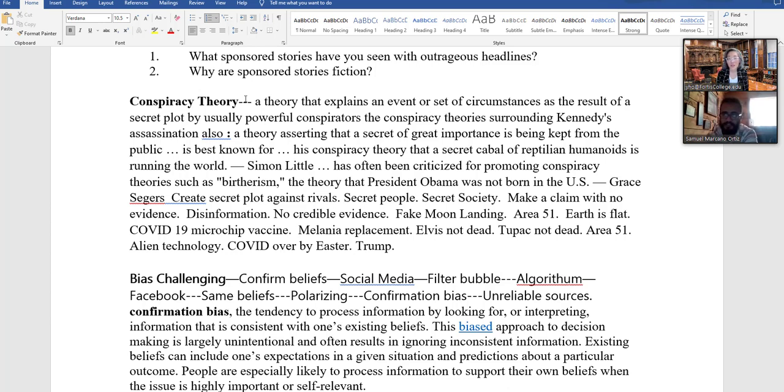Rumors, gossip. A theory that explains an event or set of circumstances as a result of a secret plot by usually powerful conspirators. The conspiracy theories surrounding Kennedy's assassination. In other words, some people think that a whole bunch of people assassinated Kennedy when only one person assassinated Kennedy. And so you make claims with no evidence, and you say secrets. So it makes you seem like you're paranoid.